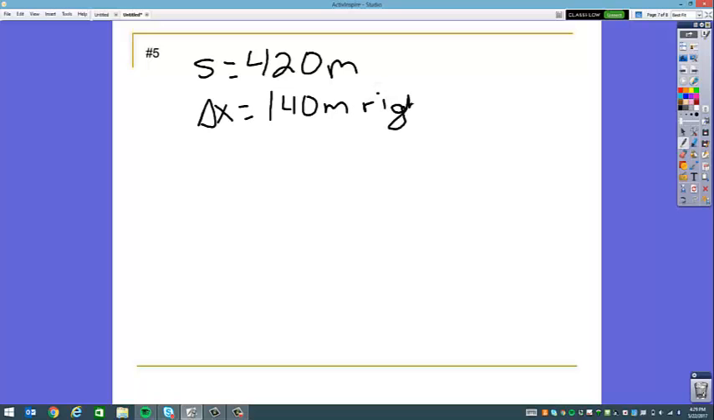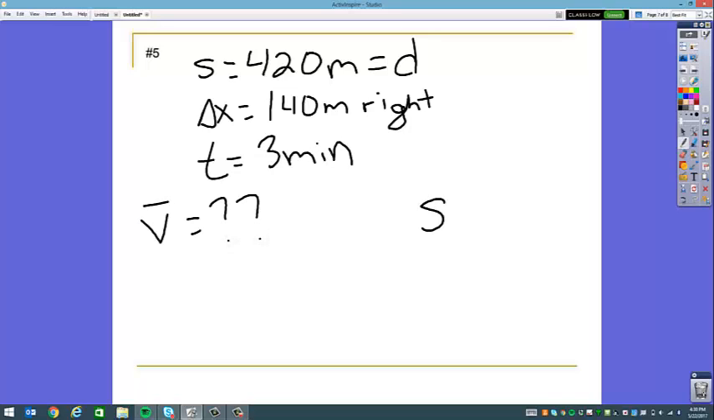By the way, if S confuses you for distance, you can also use D for distance. It doesn't matter to me if you use S or D. Some of the homework solutions use S, some of them use D, so just be careful when you're looking at them. Delta x is 140 meters to the right, and your time is 3 minutes, and you're looking for V and you're looking for S.